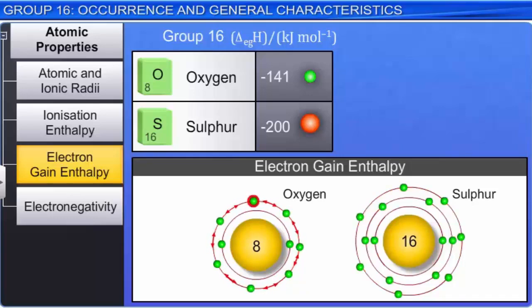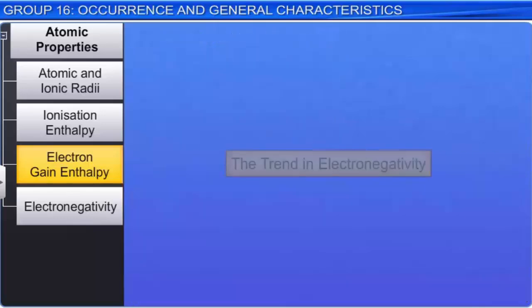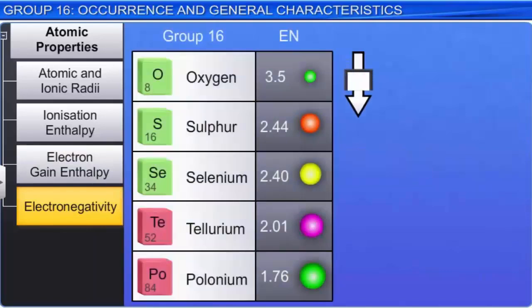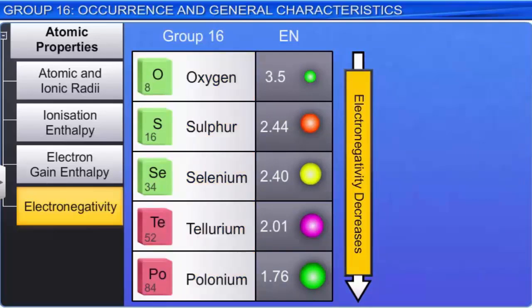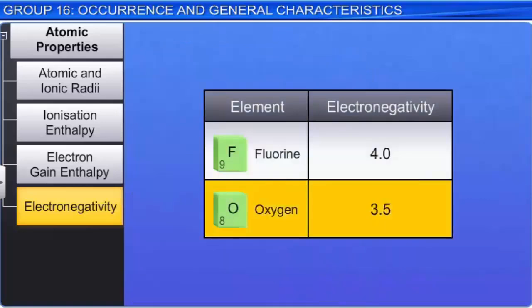Let's look at the trend in electronegativity. As we move down the group from oxygen to polonium, the electronegativity decreases gradually with an increase in the atomic size. Note that oxygen is the second most electronegative atom after fluorine.